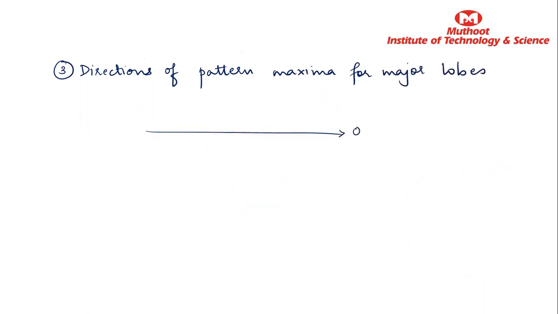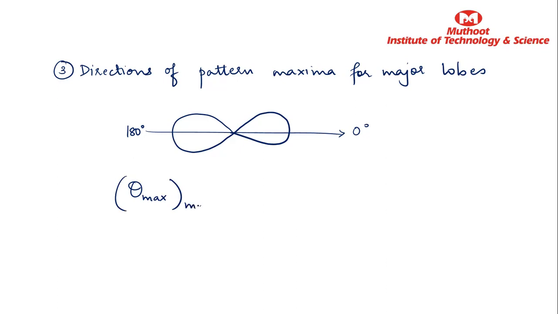Right? So this is your 0 degree, this is your 180 degree. And this is how you're going to get your radiation pattern. So the major lobe, I'm going to take it as theta, theta standing for the maximum radiation. So theta max is nothing but the maximum radiation of the major lobe. So the maximum radiation of the major lobe is at 0 degree or 180 degree. Right?